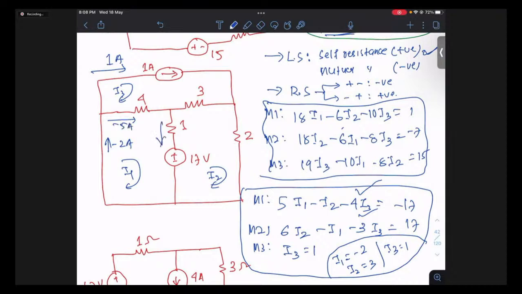What is this current? Actually, I made a mistake. This is between I1 and I3, right? So it is I1 minus I3. So minus 2 minus 1, this is minus 3 amperes. Now what is this current? This current is I1 minus I2, so minus 2 minus 3 becomes minus 5 amperes. What is this current? This current is I2 minus I3, so 3 minus 1 is 2 amperes. What is this current? This current is I2, which is basically 3 amperes. Okay. So this is what the solution is.